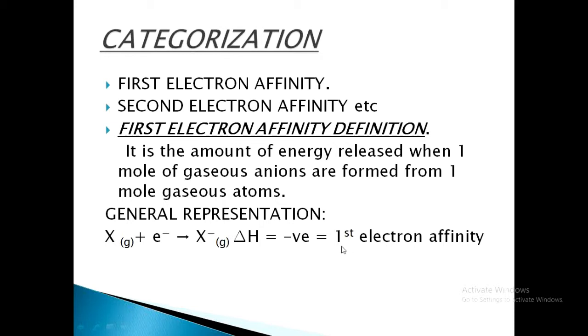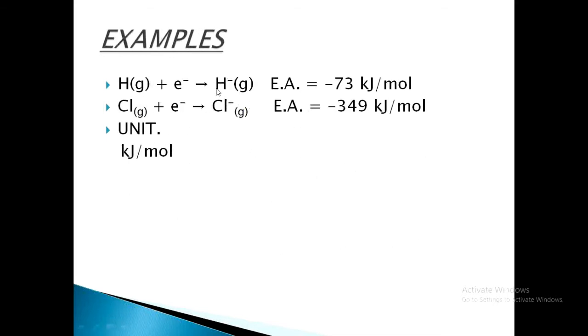It is an exothermic process. So here the delta H is represented as negative. For example's sake, you can see here 1 mole of hydrogen gaseous atoms form 1 mole of hydride ions in gaseous form. The electron affinity is minus 73 kilojoule per mole. Here 1 mole of chlorine gaseous atoms form 1 mole of chloride gaseous anions. The electron affinity is minus 349 kilojoule per mole. So by definition, electron affinity is an energy, so its units are kilojoule per mole.